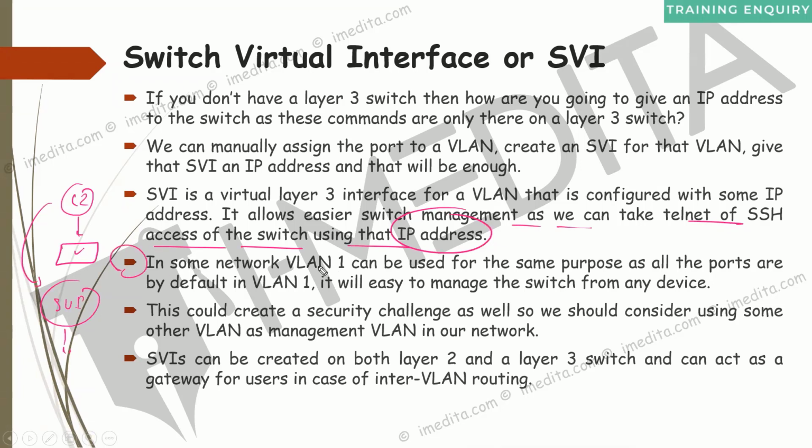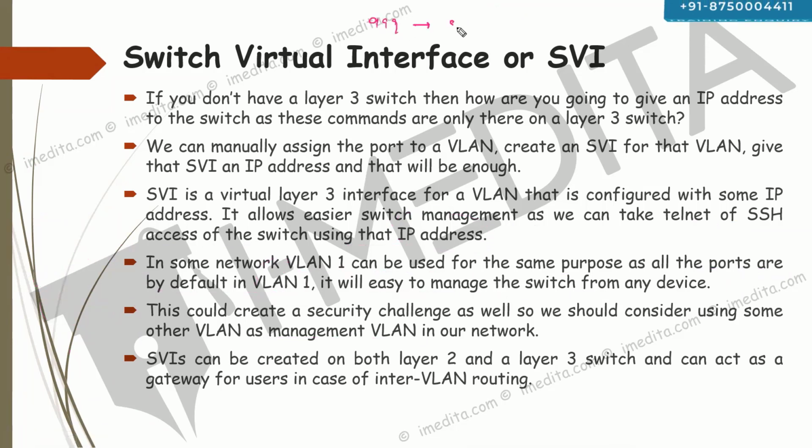In some networks, VLAN 1 can be used for the same purpose. As all the ports are by default in VLAN 1, it will be easy to manage the switches from any device, but it will add security challenges because everyone knows that by default all the ports are in VLAN 1. So we can choose any other VLAN to be our management VLAN. I can configure VLAN 999, for example, for our management purpose. We configure an SVI for VLAN 999 on the switch, configure it with the IP address, and that IP address can be used for management from everywhere.